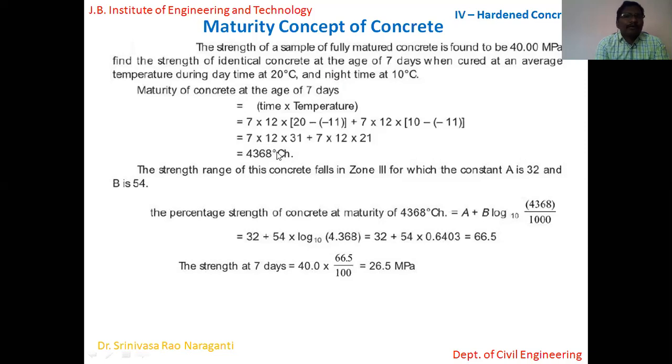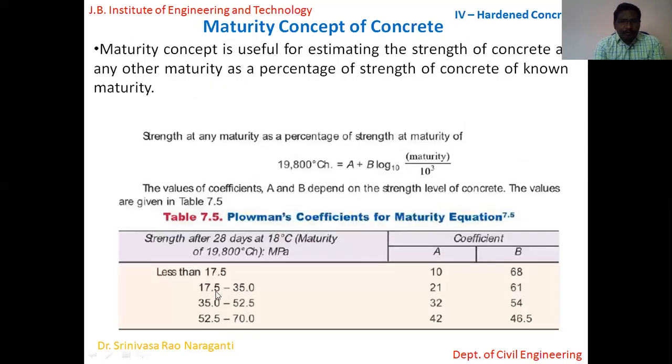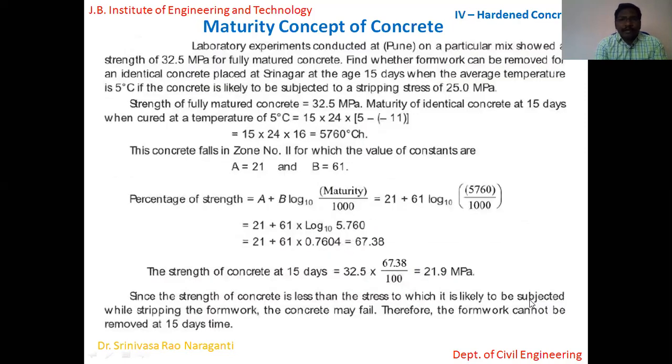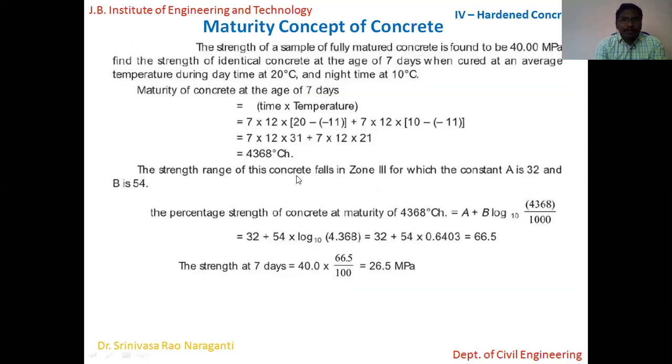So I want to find out the compressive strength at this maturity. If you look at this, the expected strength of the concrete is 40 MPa. Let me just go back to the previous slide. So 40 MPa comes here: zone 1, zone 2, zone 3, zone 4. It comes under zone 3, so the A value and B value are taken as 32 and 54 respectively. Okay, sorry, that's why I have taken zone 3, and I have taken 32 and 54 as the values. Now I know the values.